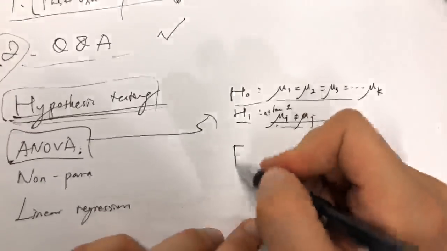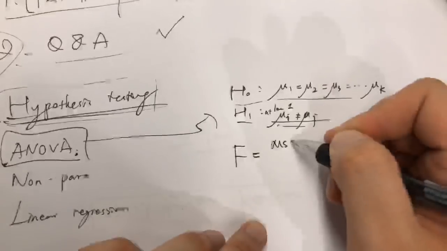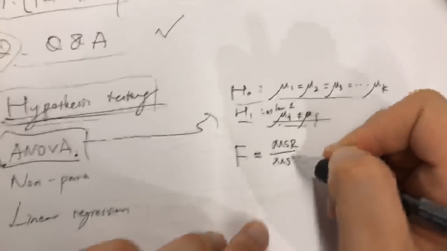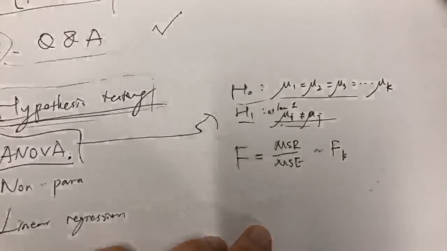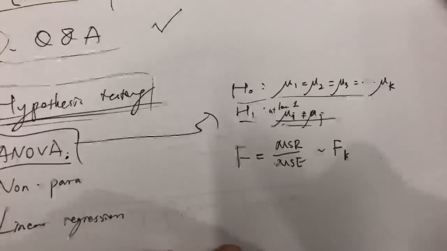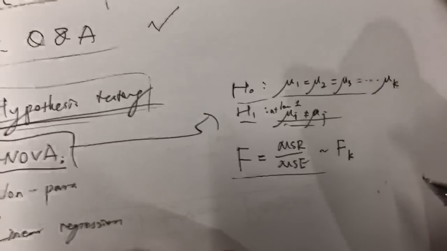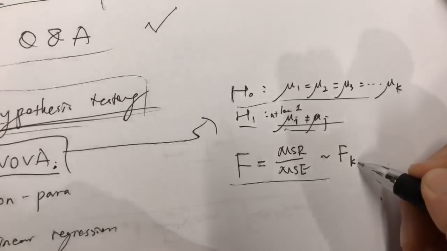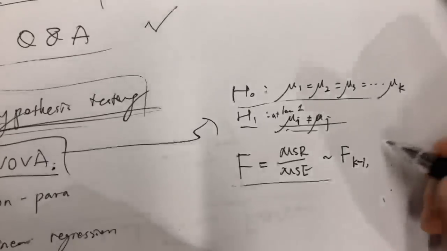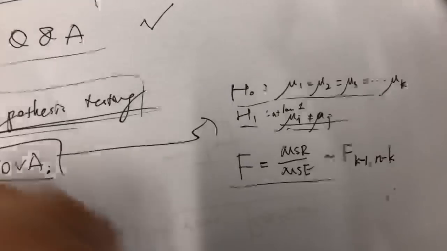And the test statistic is the F statistic, which is calculated by MSR over MSE, which follows the F distribution with degrees of freedom K or K minus 1? You tell me. K or K minus 1? This is different from our overall significance test in our regression analysis, right? So here should be K minus 1 exactly. And the second one should be N minus K instead of N minus K minus 1.